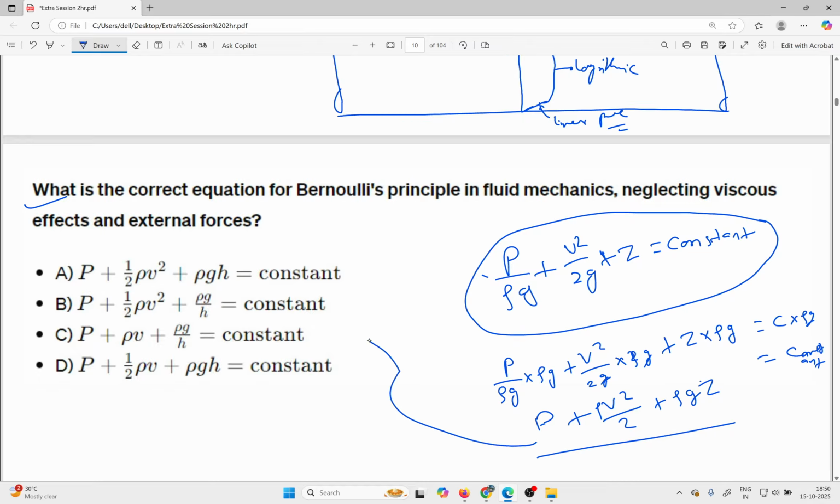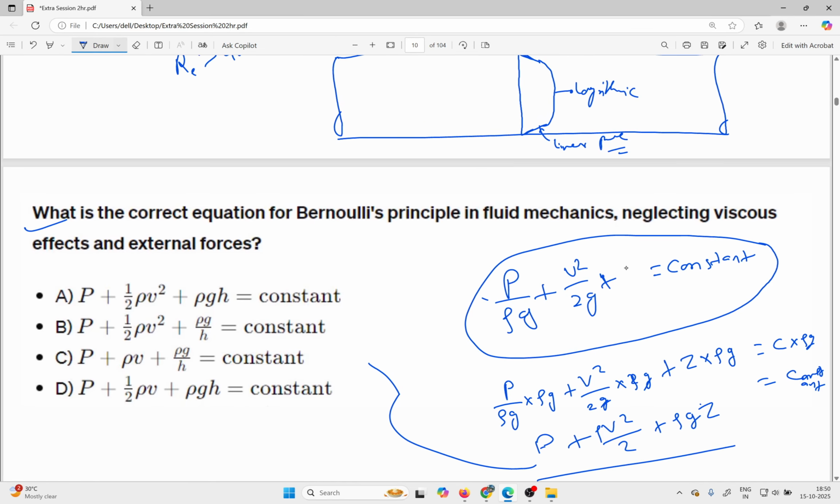Just compare which option is correct. P plus half rho V square. In the question they take h, so I'll take h also here, so that it will be easy for understanding. If this is h, then we get P plus half rho V square plus rho g h equal to constant. So this will be the correct option number 8. Remember this.